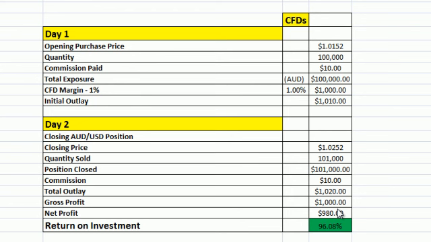it was at 1.0052, we would have lost 1,000. This can move quite quickly. To give you a good example, per pip that would move on a $100,000 position, we're going to make or lose $10. So quite a bit of leverage.